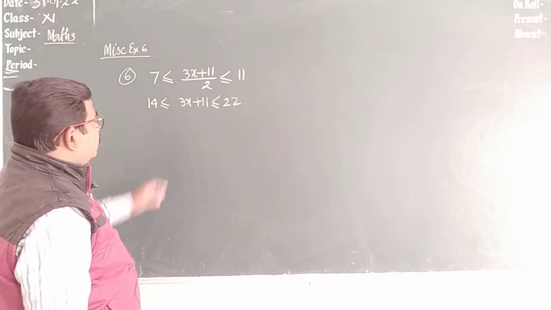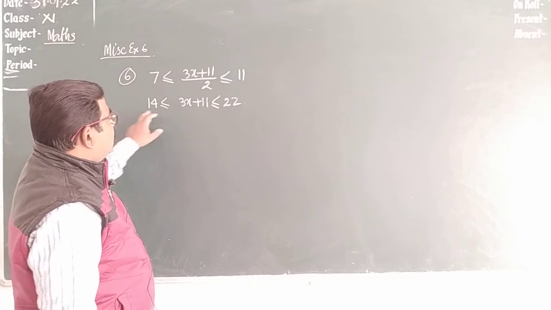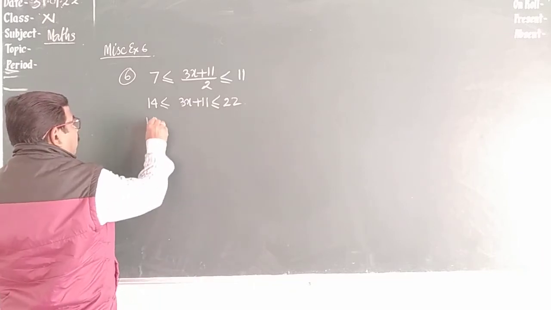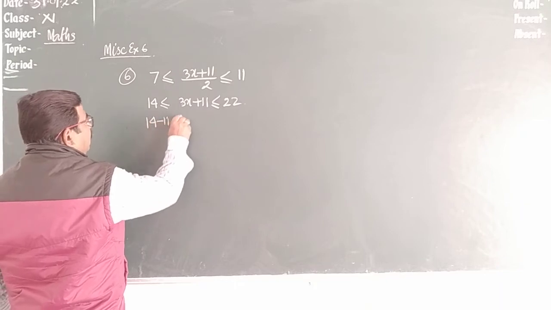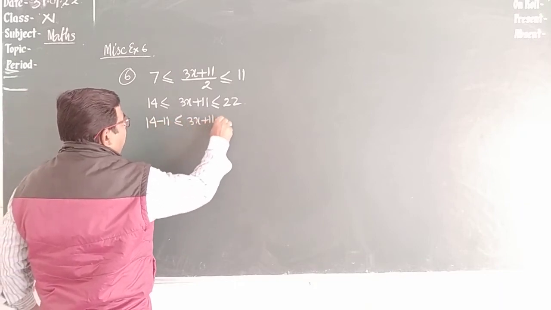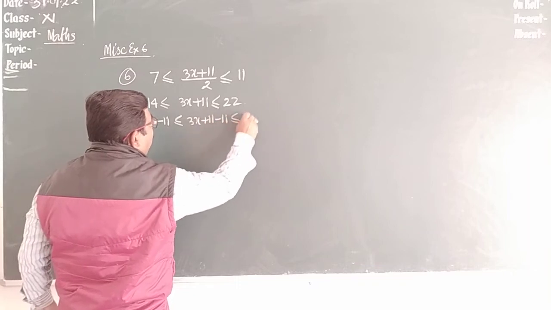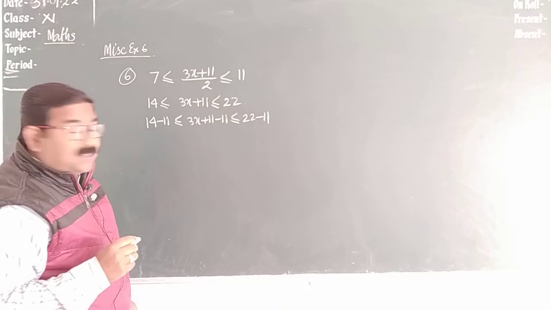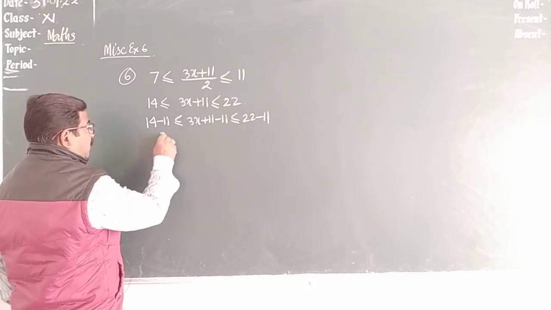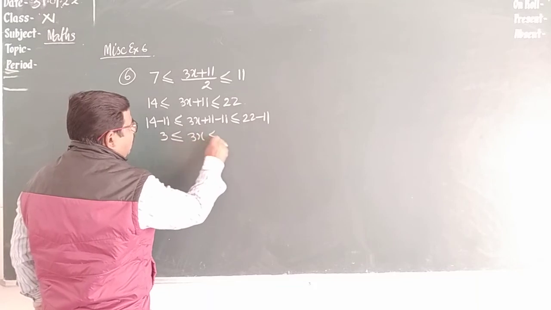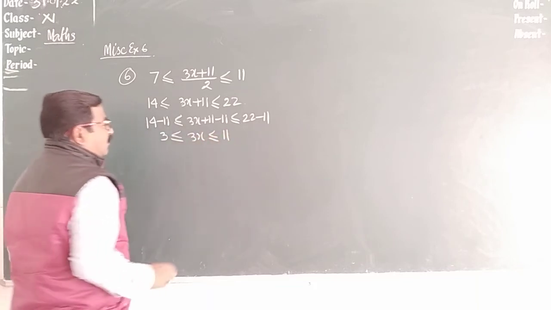Now after this, remove this 11, subtract 11 from all terms. So we have 14 minus 11 is less than or equal to 3x plus 11 minus 11 is less than or equal to 22 minus 11. So what is the result? We have 3 is less than or equal to 3x is less than or equal to 11.